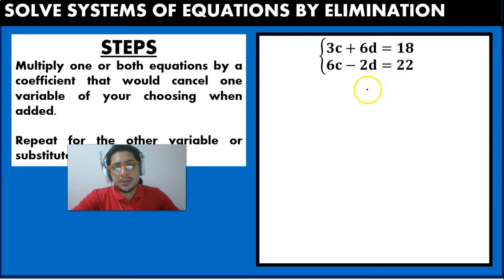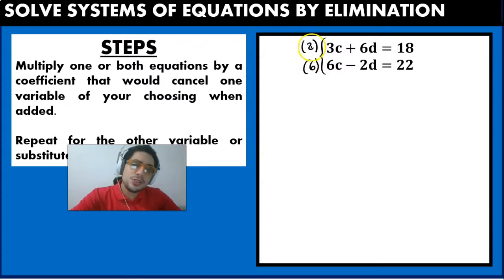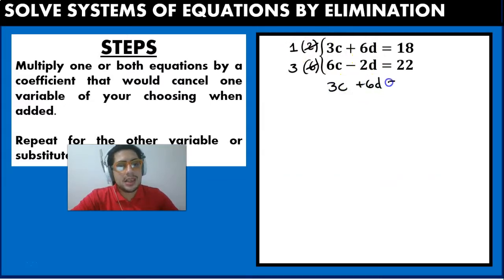Another thing that you can do, for example, in this case, is that you, again, multiply this one by 6 and this one by 2. But because 2 and 6 can be simplified, you can divide them by 2. So you can multiply the first one by 1 and the second one by 3, and they are still going to get canceled. So 1 times 3, 3c, 1 times 6d, 6d, and 1 times 18, 18. 3 times 6 is 18c. 3 times minus 2 is minus 6d, and 3 times 22 is 66. And again, these two get canceled because you just simplified.